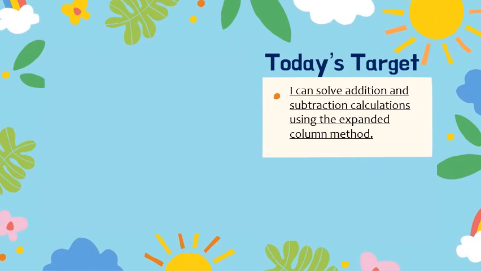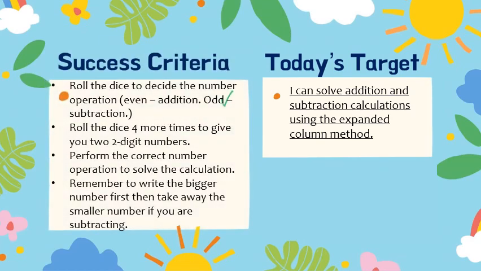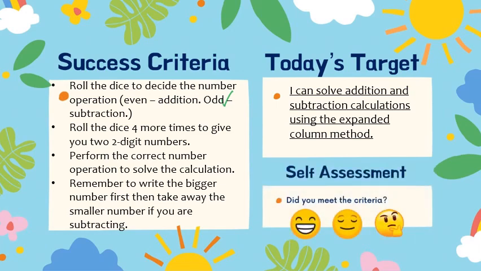Your target today is: I can solve addition and subtraction calculations using the expanded column method. I want you to roll the dice to decide the number operation. Even, it's addition. Odd is subtraction. Then roll the dice 4 more times to give you 2 two-digit numbers. Perform the correct number operation to solve the calculation. Remember to write the bigger number first, then take away the smaller number if you are subtracting. Did you meet the criteria?